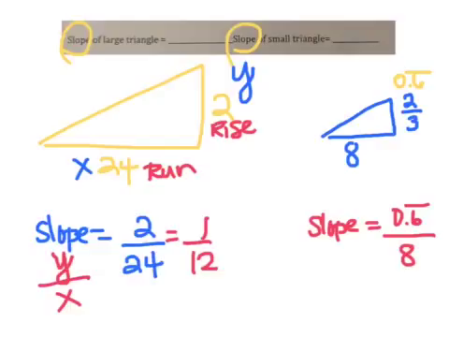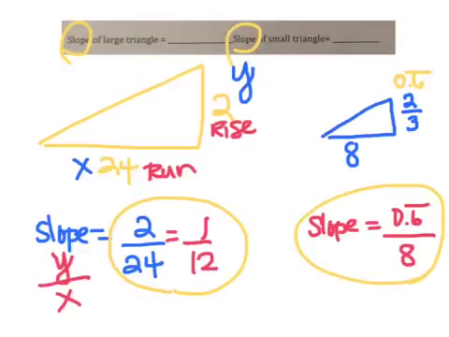Now you know the slope of the large triangle, and you know the slope of the small triangle. Actually, they should be the same, because if you notice in your picture, these lines are on top of each other. When you have similar triangles, they have the same slope. So really, if I were to simplify this, it would be the same as 1/12.